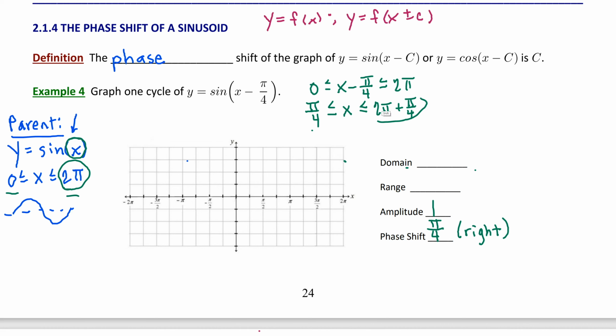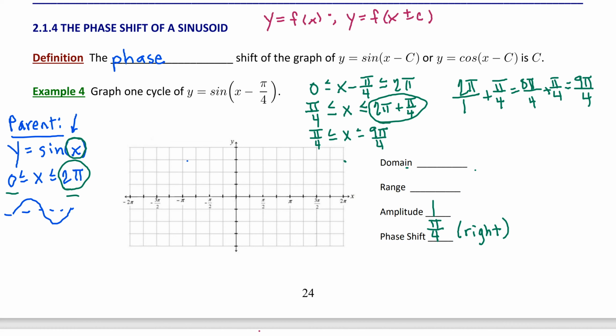Let's go ahead and do a little side work and execute this arithmetic here. If we want to add 2 pi over 1 to pi over 4, we would need a common denominator of 4. So we can think of this as 8 pi over 4 plus pi over 4, or 9 pi over 4. So the fundamental cycle for our shifted sine wave is going to range from pi over 4 to 9 pi over 4.